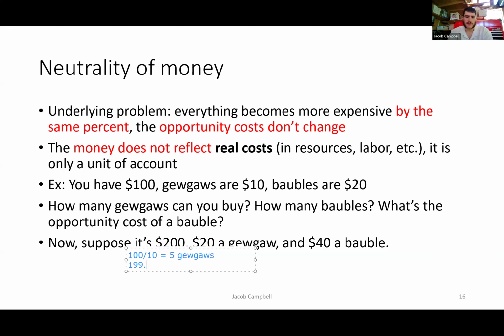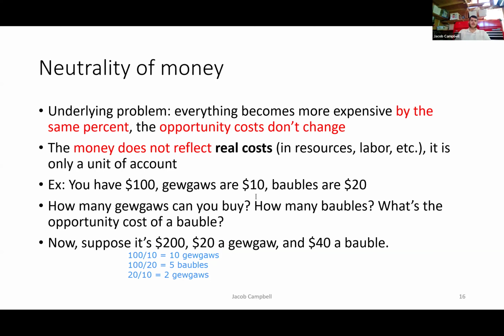100 divided by 20 is 5 baubles. And baubles are twice as expensive as gewgaws, so for every bauble you buy, you have to give up 2 gewgaws.